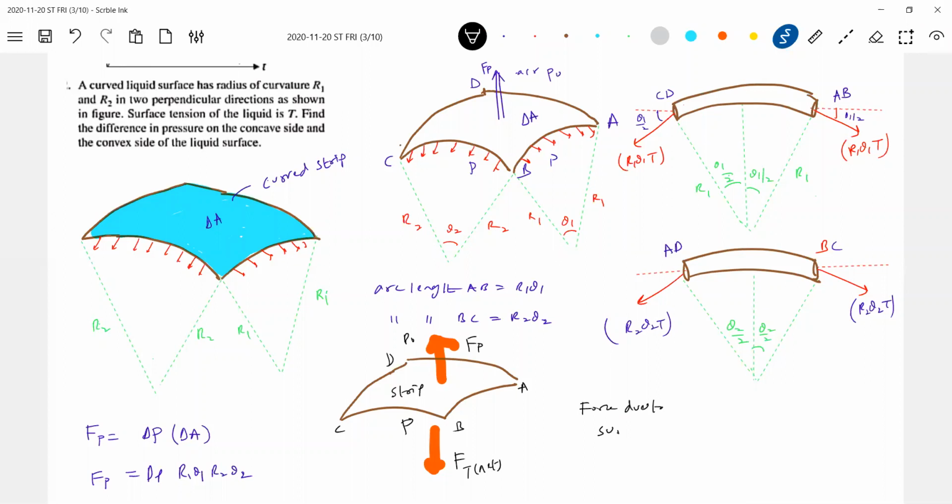Force due to surface tension. So how much should I write? This should be 2 R1 theta 1 into T sine theta 1 by 2. Why 2? Anybody? Two components. The component of this will get added up. This is the thing. Plus similarly, R2 theta 2. This is the force due to surface tension.